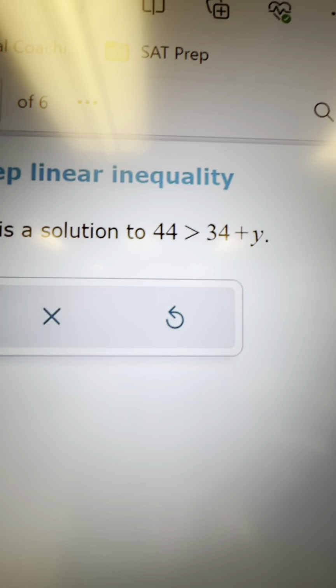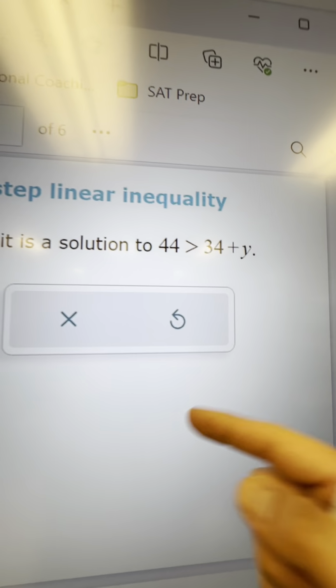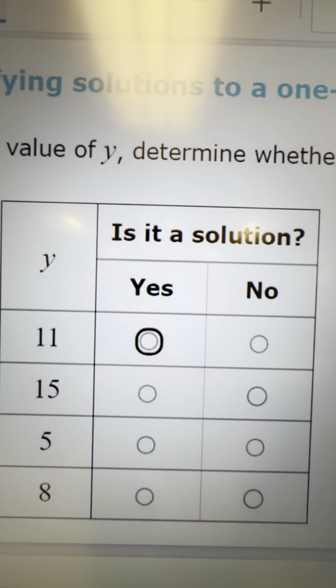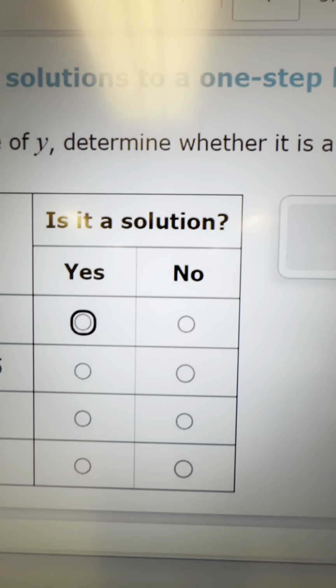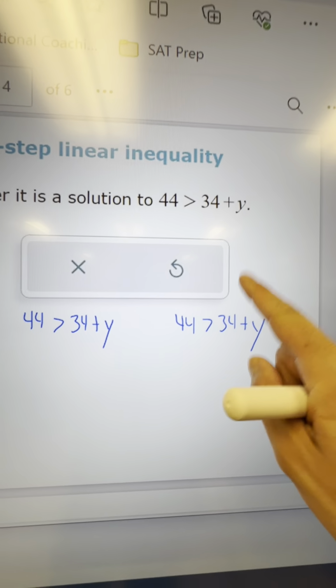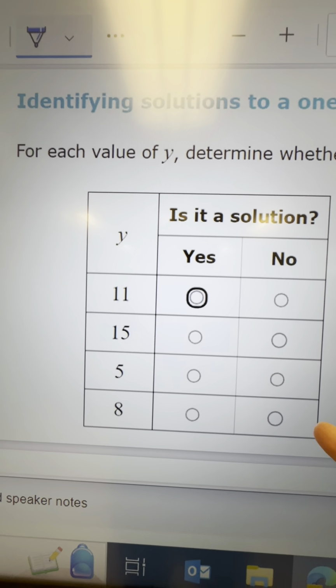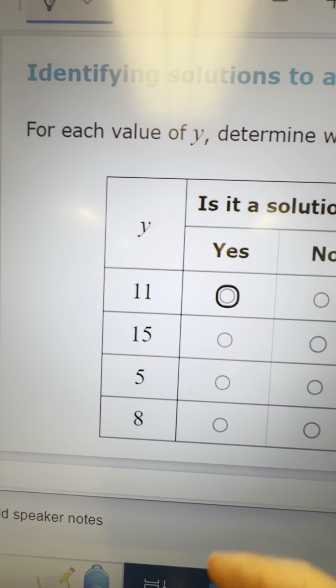Inequalities is the same exact idea as with the equations. You're going to take the numbers, substitute it, and check if it is true or false. If it is true, you would put yes, it's a solution. If it's false, you would put no, it's not a solution. In this example, I'm also going to show you one of them where it's true and one of them where it's false. In other words, when one is a solution and when it's not a solution, so you can see the differences.